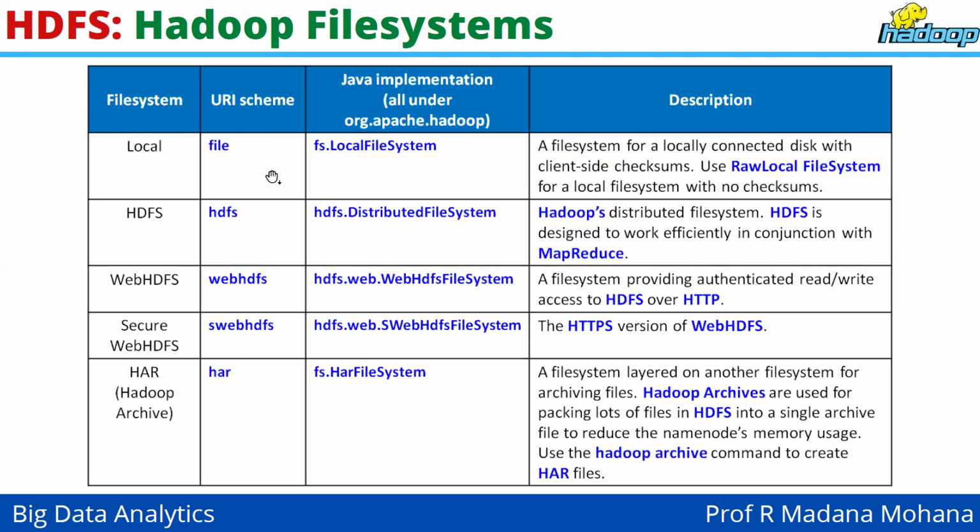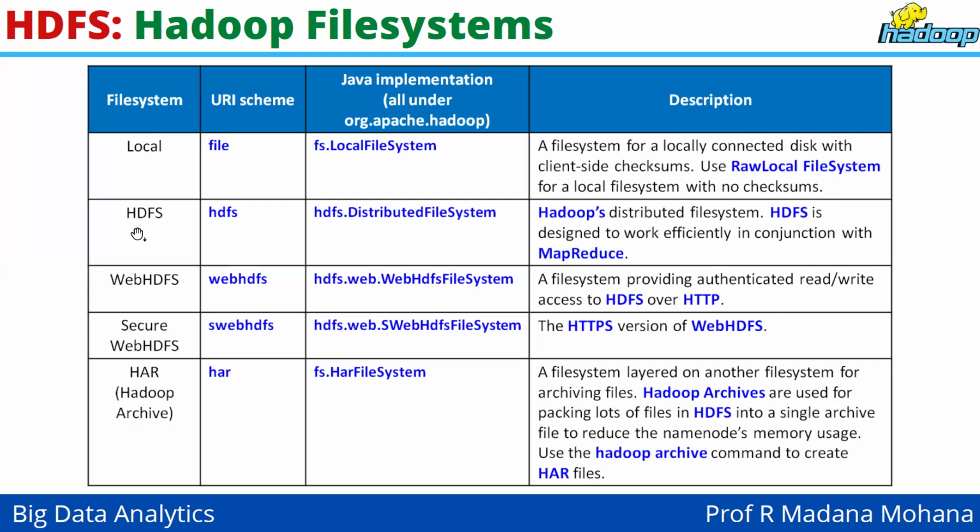The following table shows various file systems with their uniform resource identifier scheme, Java implementation path, and description. First file system: local. The URI is file. Its Java implementation is prefixed with org.apache.hadoop, continuing with fs.LocalFileSystem. The purpose of this one is a file system for a locally connected disk with client-side checksums. Use RawLocalFileSystem for a local file system with no checksums.